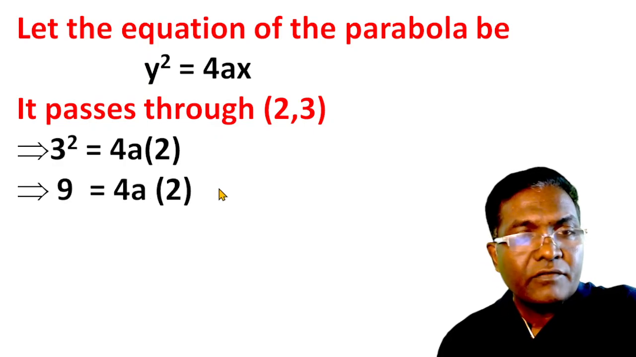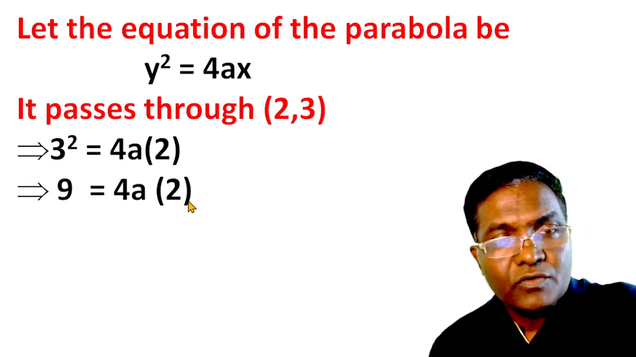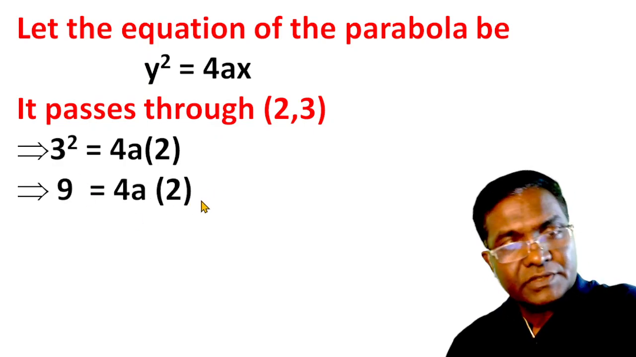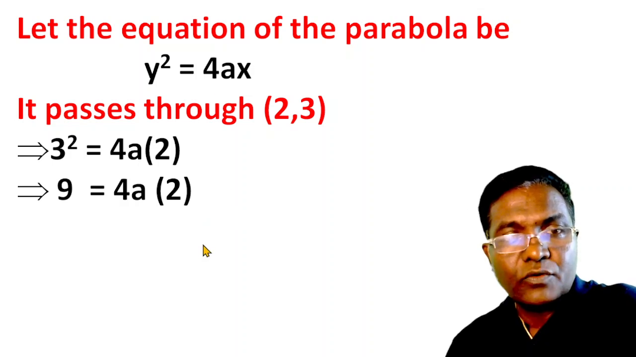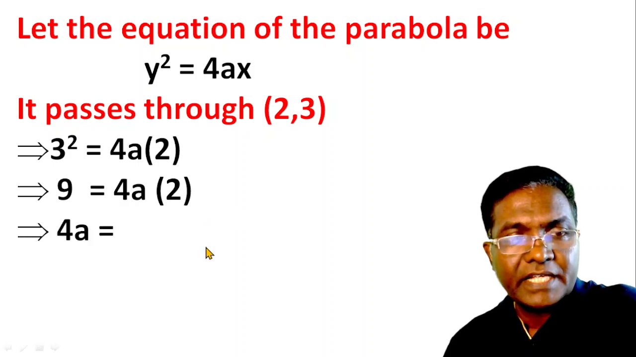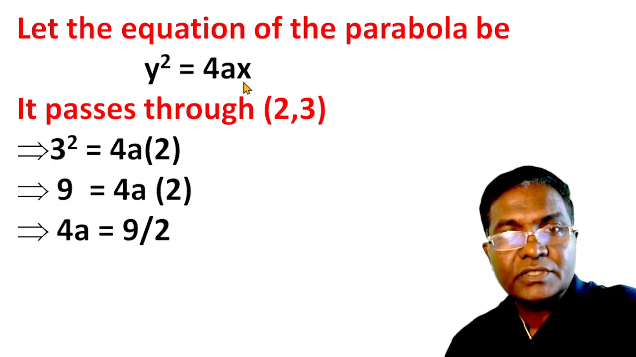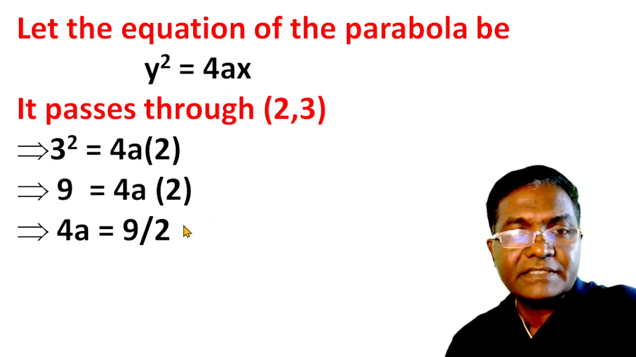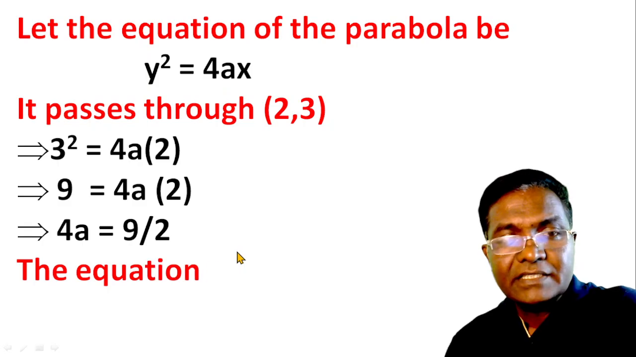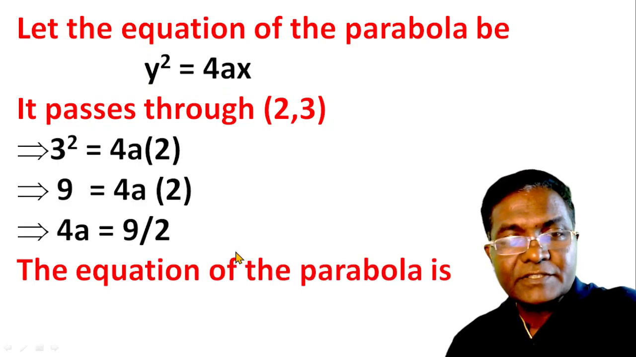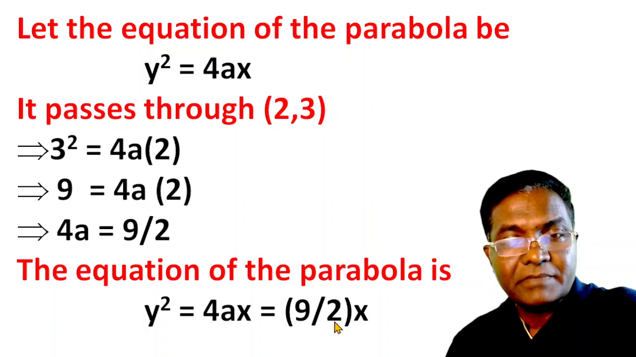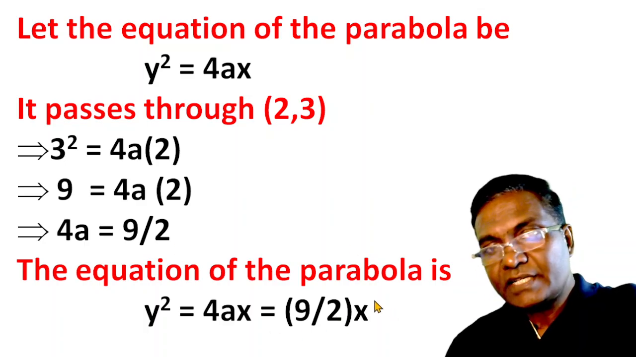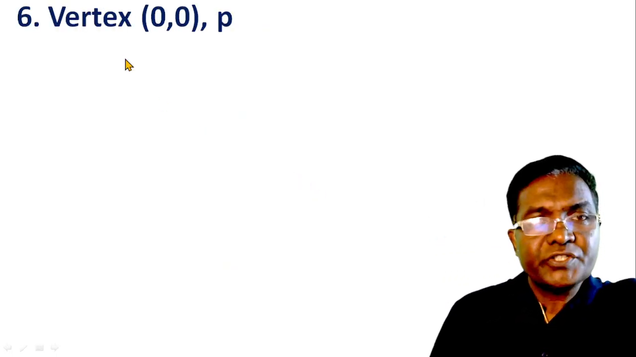So 9 equal to 4a into 2 and we are interested in 4a. So from this, 4a is 9 by 2. So substitute 4a as 9 by 2. What will we get? The equation of the parabola is y square equal to 4ax, and 4a is 9 by 2, so 9 by 2 x. Yes.